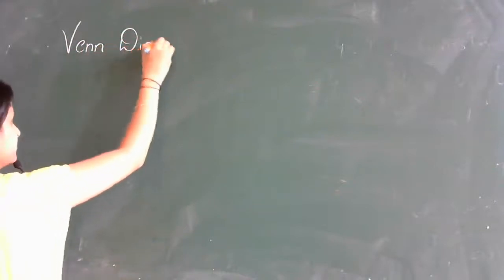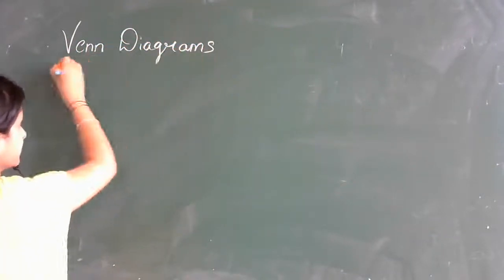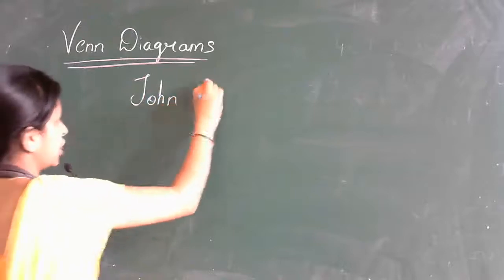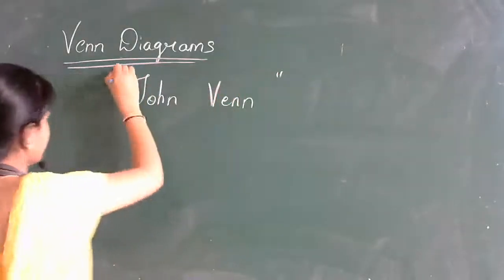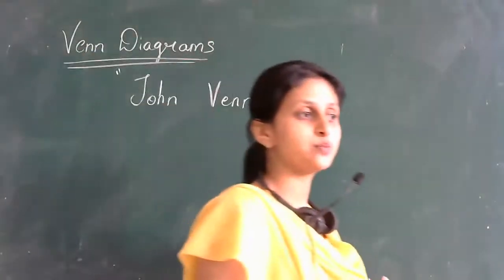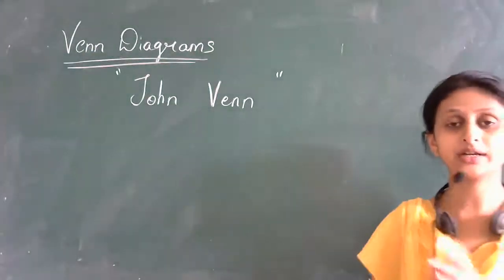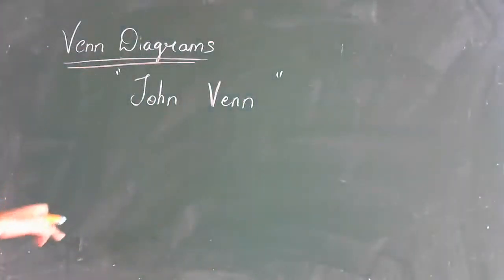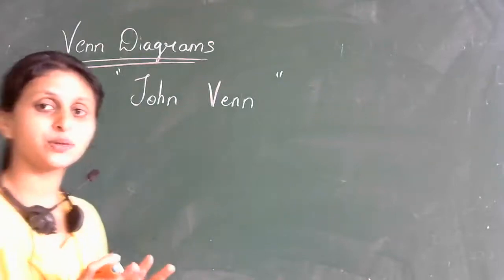Next concept is Venn diagrams. It is a very interesting concept. Venn diagrams. This Venn diagrams name is named after the scientist John Venn. So these Venn diagrams will help us to understand the relationship between the sets very easily. You will understand how. So what is the help? What do these Venn diagrams help us with? They help us to understand the relationship between the sets.